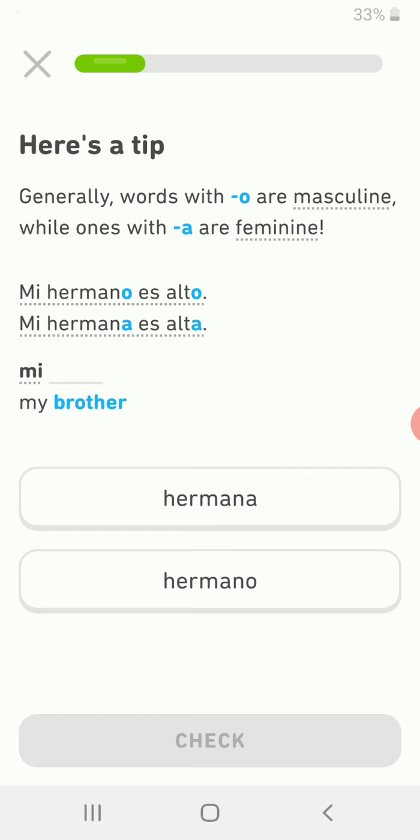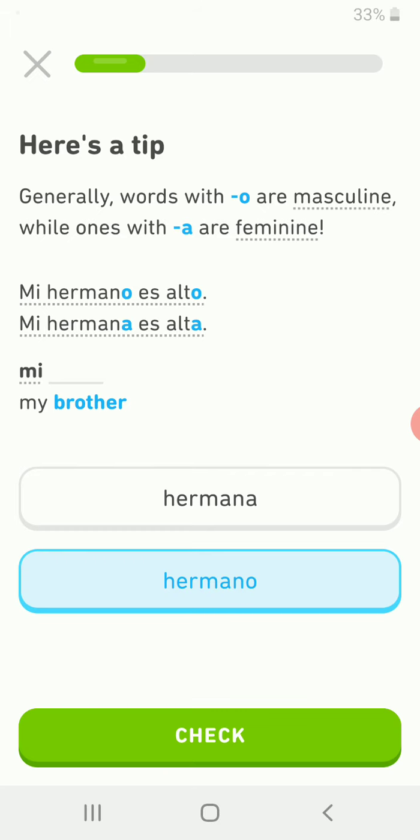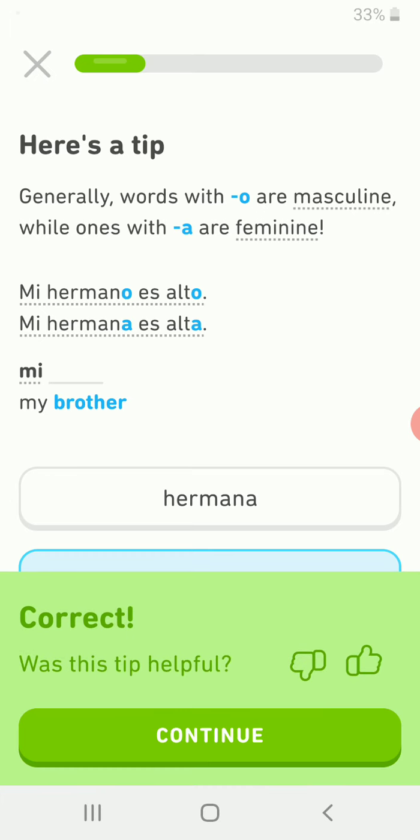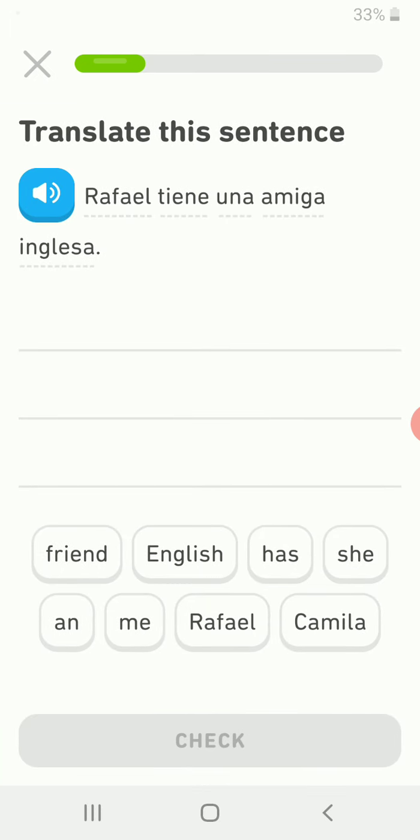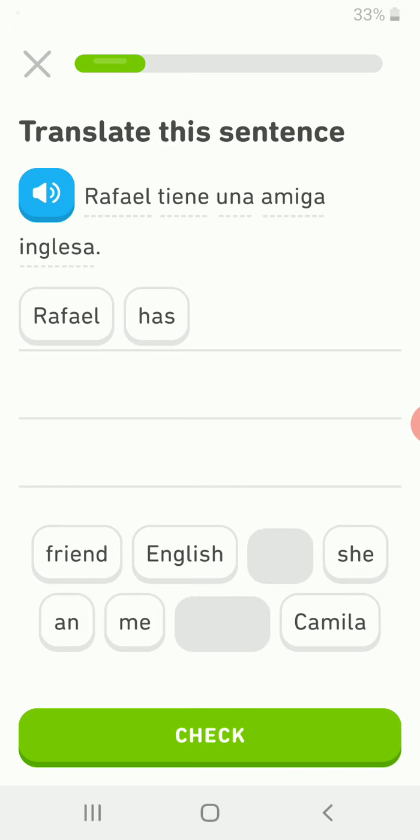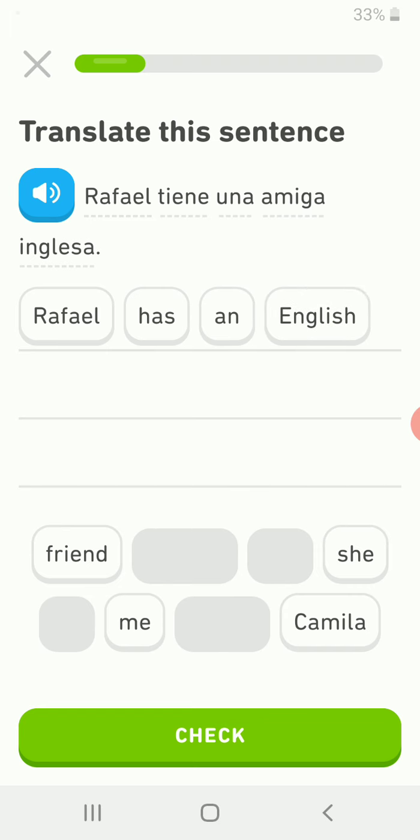So it's not good. Here is just a reminder. Generally, words with O are masculine, while ones with A are feminine. Mi hermano es alto. Mi hermana es alta. So my brother is tall. My sister is tall. Rafael tiene una amiga inglesa. So Rafael has an English friend.